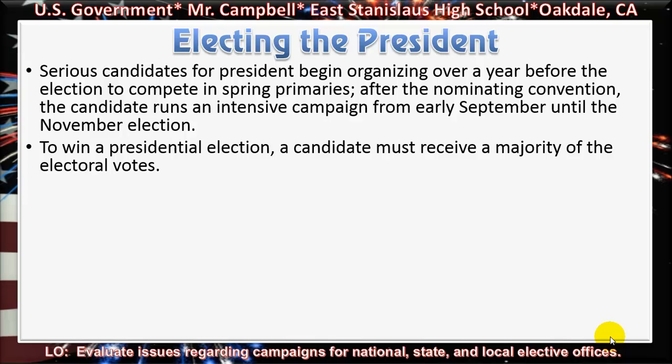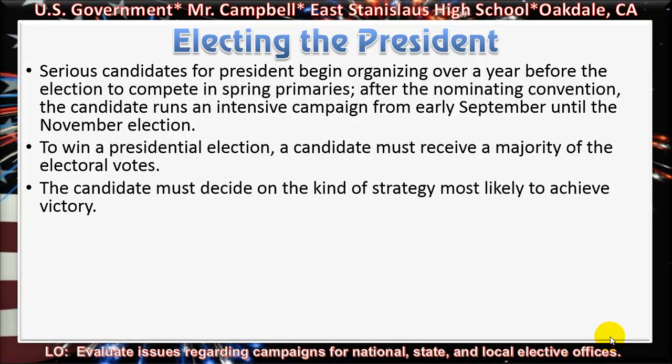States like California, that are pretty much considered to be not in play, don't really get a lot of the focus. Now, they'll come out here when they're fundraising because they can generate a lot of money, a lot of donors here in California, but they don't spend a lot of time in the general election campaign out here. The candidate must decide on the kind of strategy that is most likely to achieve victory. And once again, that goes back to why they don't tend to come out here to California in recent times. If California was seen as a state that could go either way, they would definitely campaign here because it would be a very important state to win.